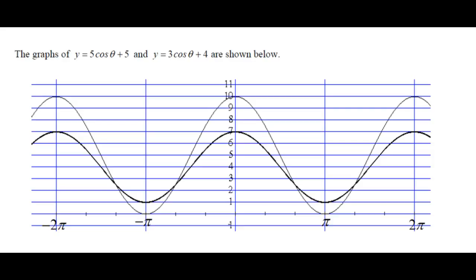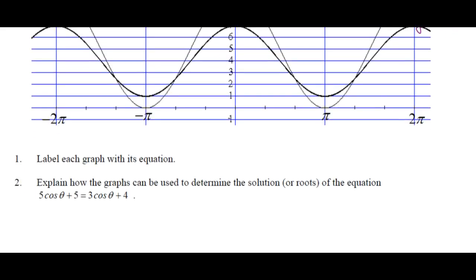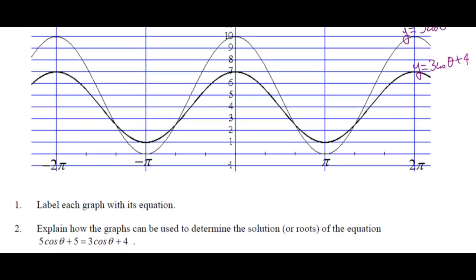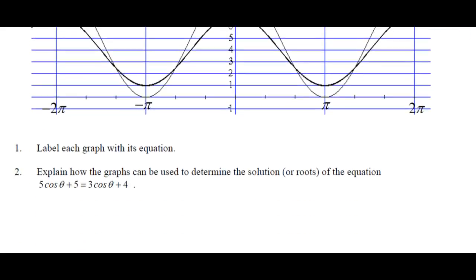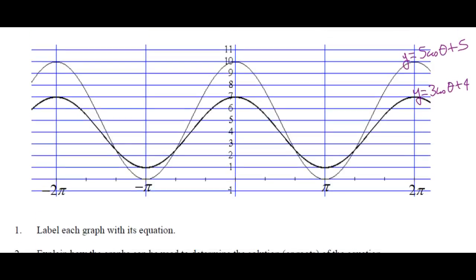Okay, so having figured out which is likely which, and by process of elimination, we have these two equations. Label each graph. Done. Explain how the graphs can be used to determine the solution or root. So how would we use the graph to determine the solution to 5 cos theta plus 5 equals 3 cos theta plus 4? What would we be looking for?